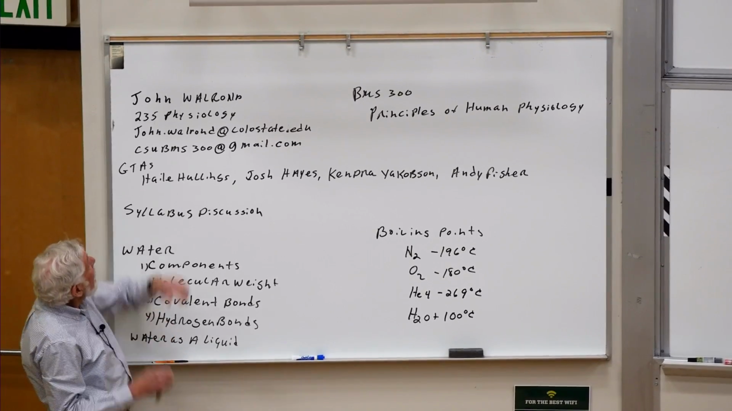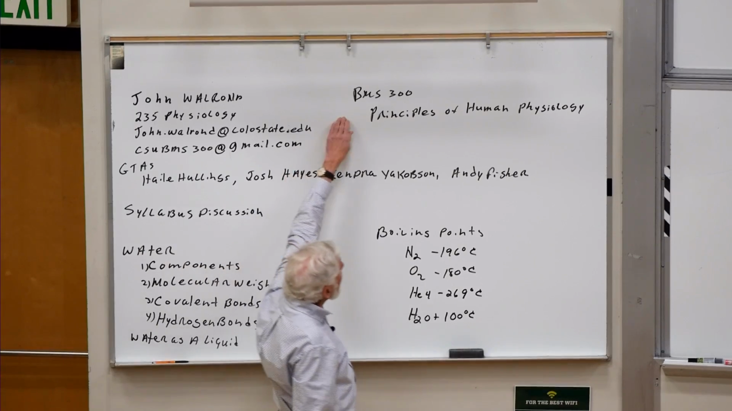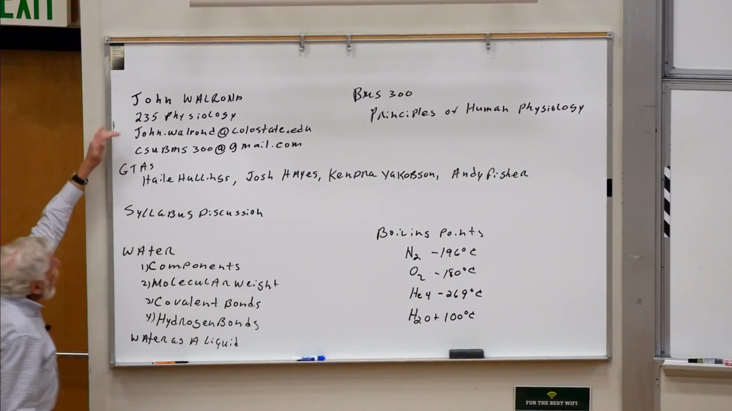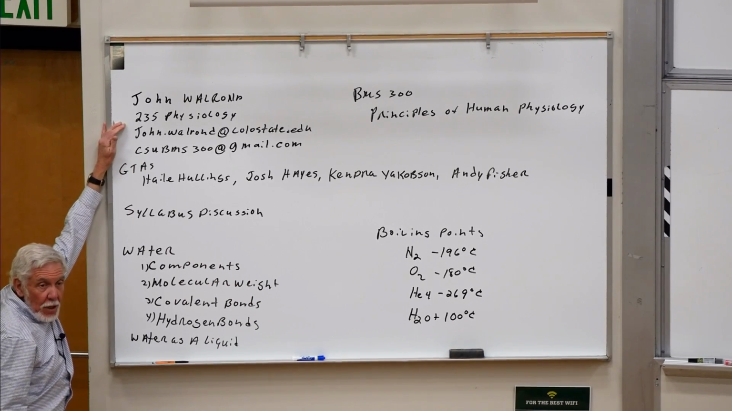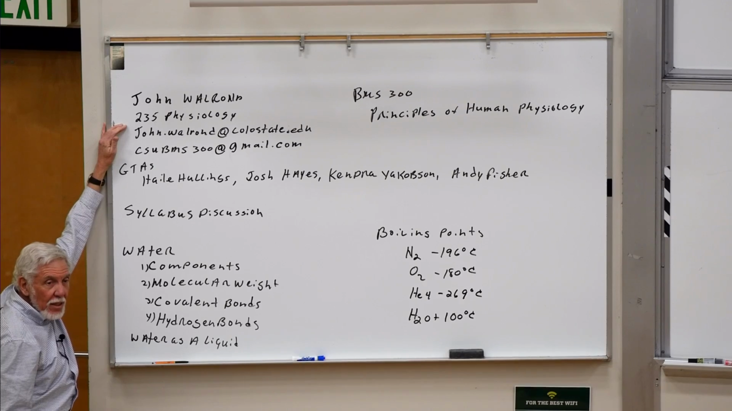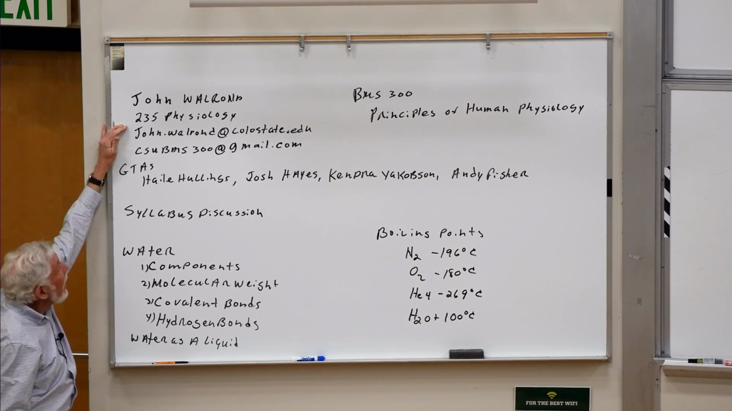So, my name is John Walrond. This course is BMS 300, Principles of Human Physiology. My office is in 235 Physiology. The Physiology building is that squat T-shaped building on the corner of Lake and Center. It's sort of one of the ugliest buildings on campus, but that's where I live.